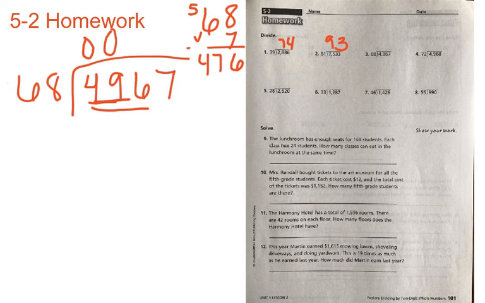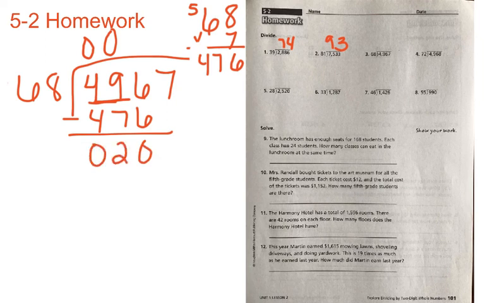And so it's going to be 496 minus 476. We're going to go ahead and subtract. 6 minus 6 is equal to 0, 9 minus 7 is equal to 2, and 4 minus 4 is equal to 0. And 20 is less than 68, so I can go ahead and bring down my 7.